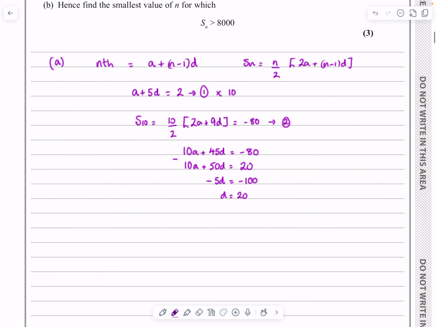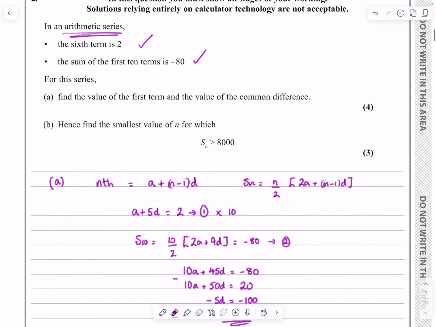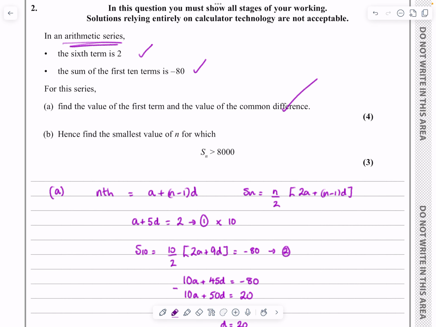So that means that d will work out to be equal to 20. And then if I want to work out a, what have we got? a plus 5d equals 2, so a plus 100 equals 2. So a is equal to minus 98. So a and d, that's the first thing they asked me for.